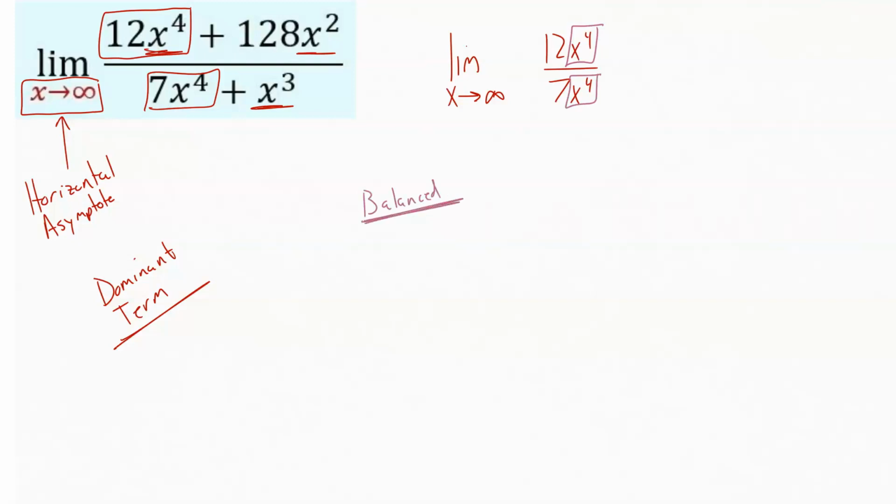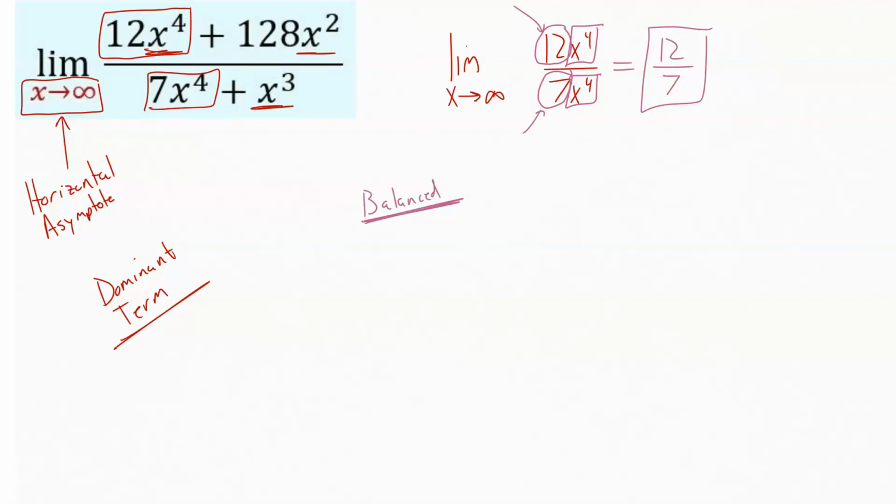And so what that tells us is basically these two things are growing at the exact same speed, the top and the bottom, but the top one is always going to get multiplied by 12, and the bottom one is always going to get multiplied by 7. And so what you're going to see is the answer to any balanced situation will always be those coefficients of your highest powers of x, of your dominant terms.